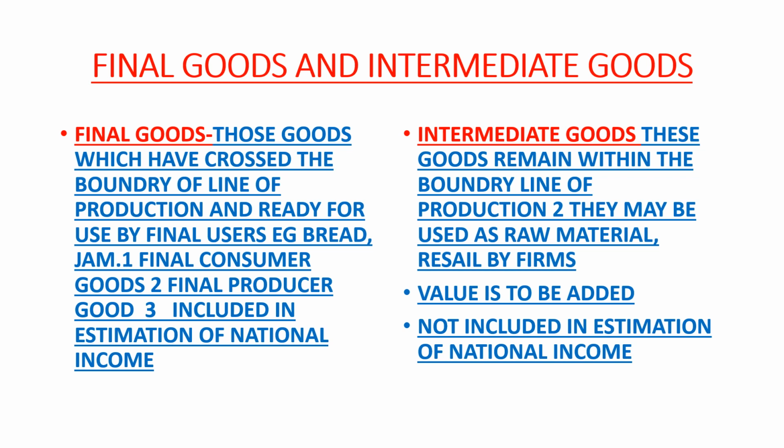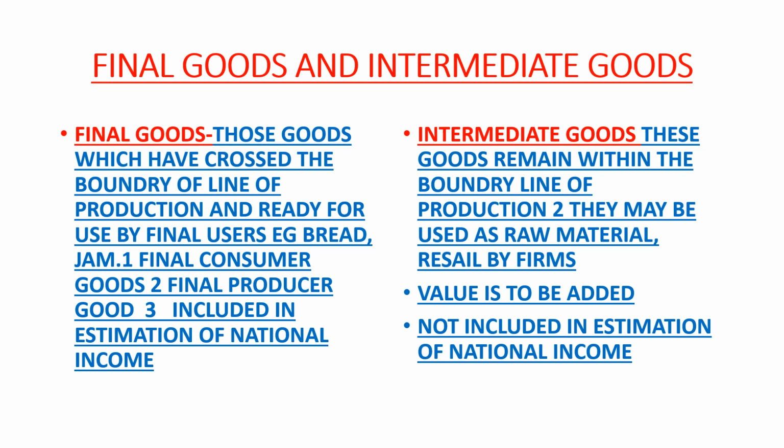Intermediate products are those products which remain within the boundary line of production, or which are still under the process of production. They can be classified into raw material or resale by firms. For example, a timber merchant has wood and he sells his wood to sofa maker for, say, rupees 1000, and sofa maker makes sofa for rupees 5000 and sells it. So the value added is 4000, and he has used wood as raw material, so it is intermediate product.